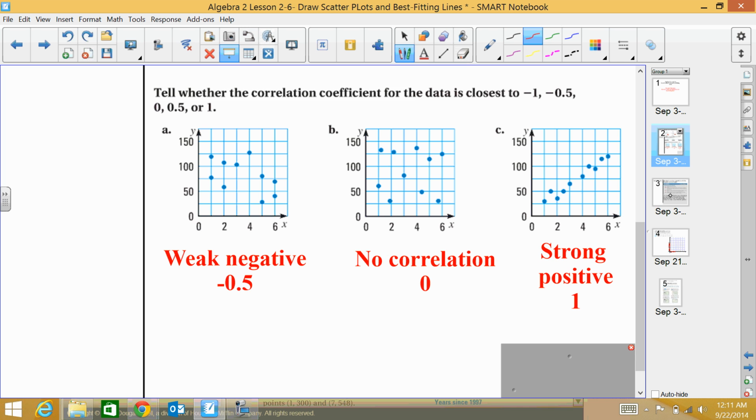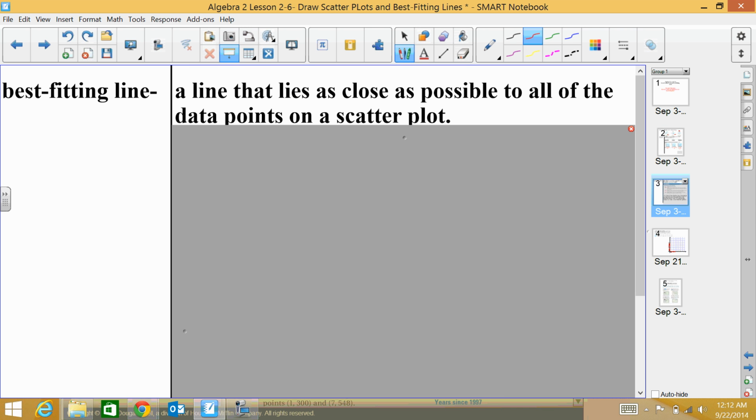So that's pretty simple. Now, the best fitting line is a line that goes through the middle of the data points on a scatter plot, and it's as close to as many points as it can be. Now, when you draw your best fitting line, it's going to be an estimation. You don't have to start from 0. You can start anywhere on your graph, and you want to start on the y-axis and then move in whatever direction your points are going, and try to go through as many points as you can.